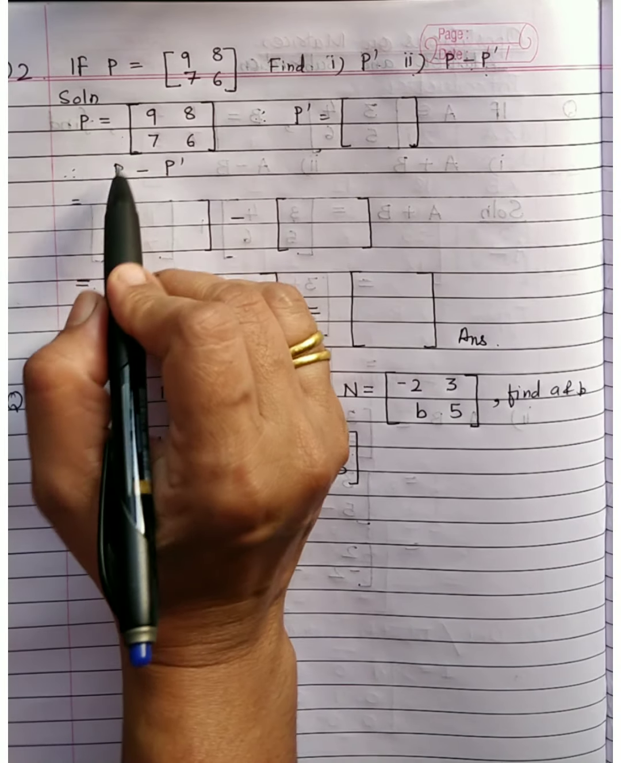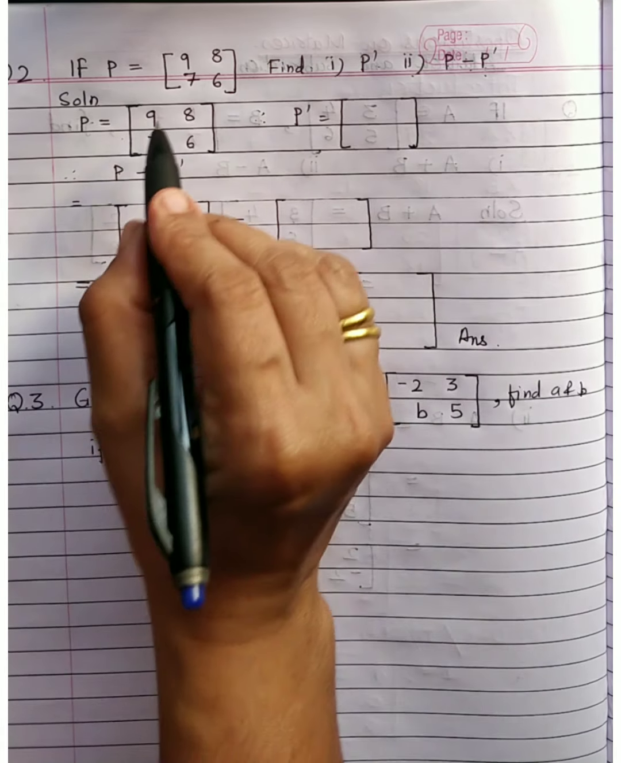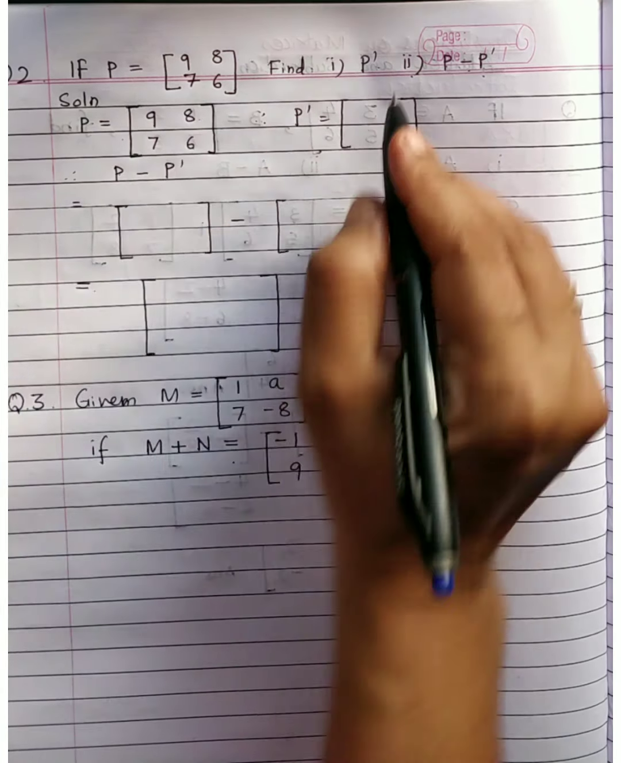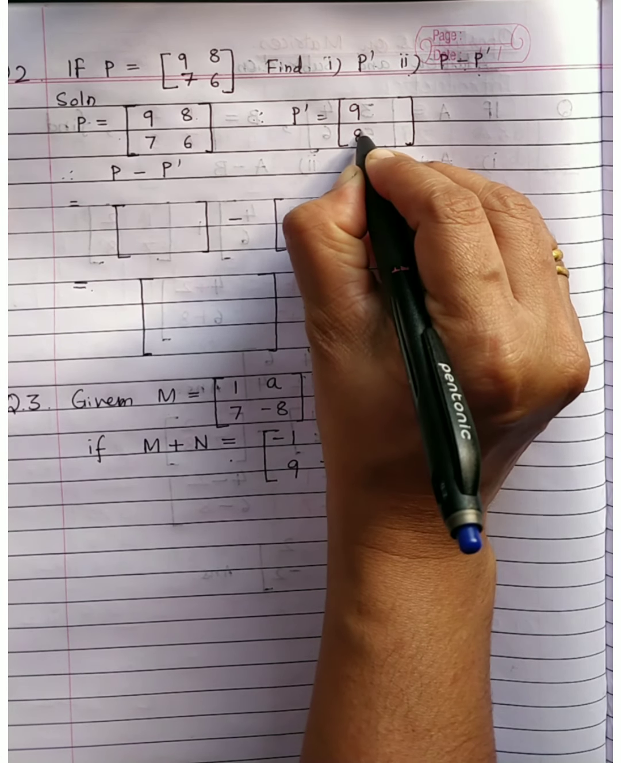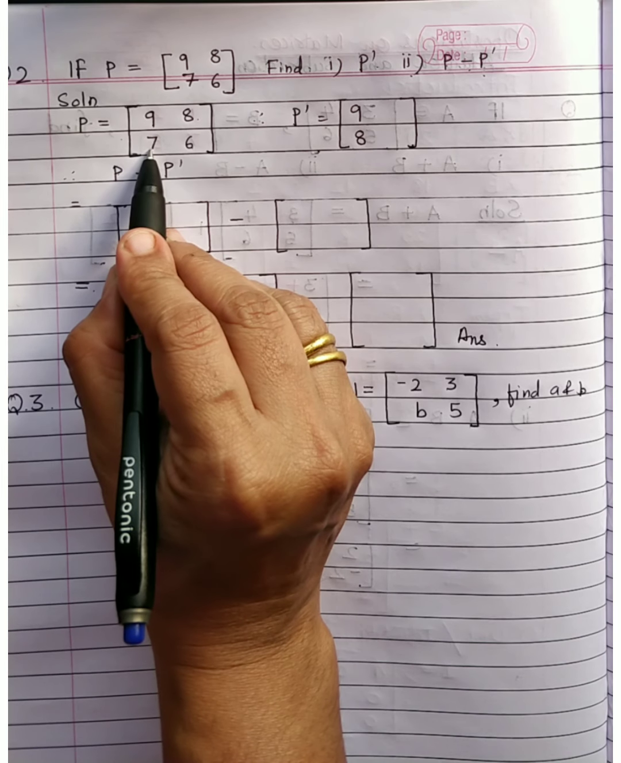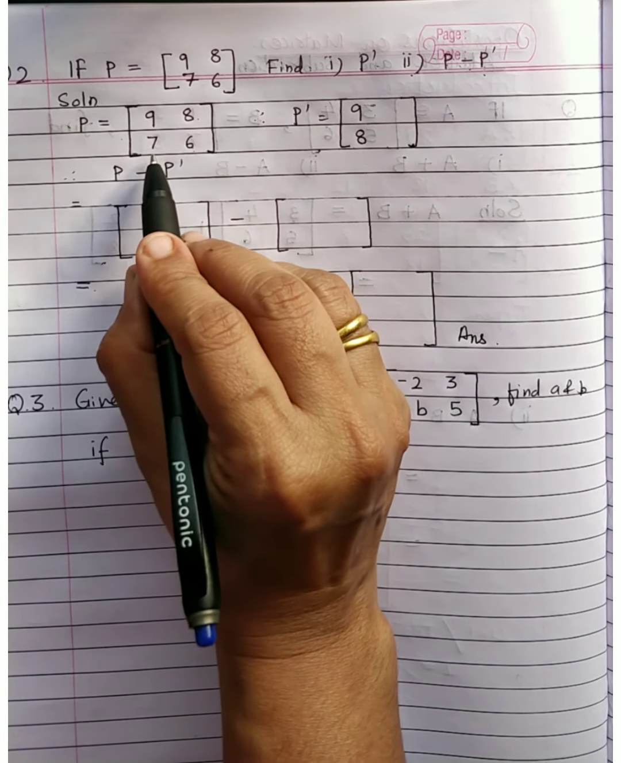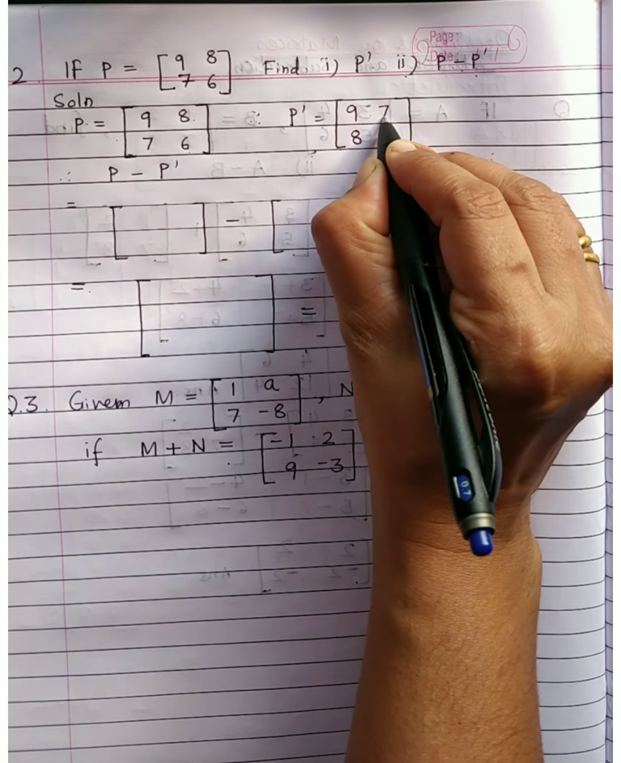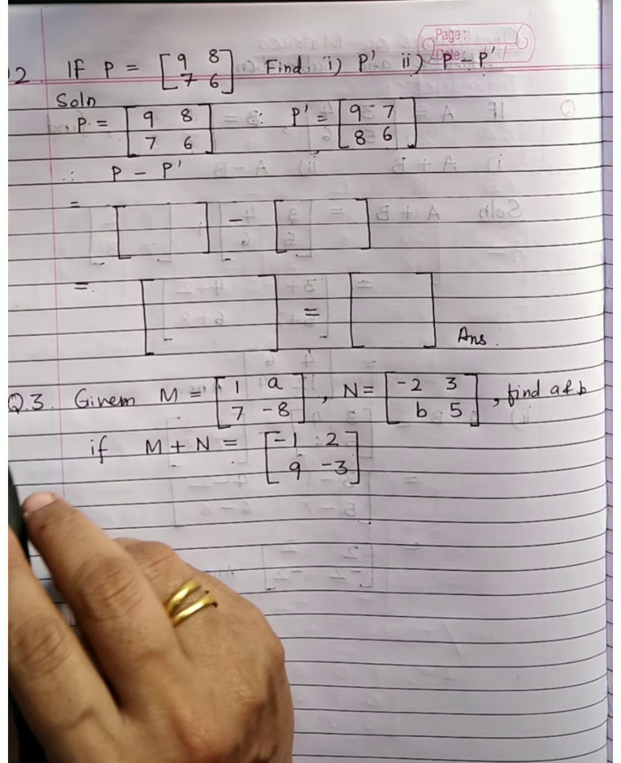Now, P is given. Okay. So, what will be the transpose of P? See, the first row elements are what? 9 and 8. So, I shall make them first column elements, 9 and 8. Second row elements are 7 and 6. So, I shall put them in the second column, 7 and 6. So, this is how the transpose is being obtained.